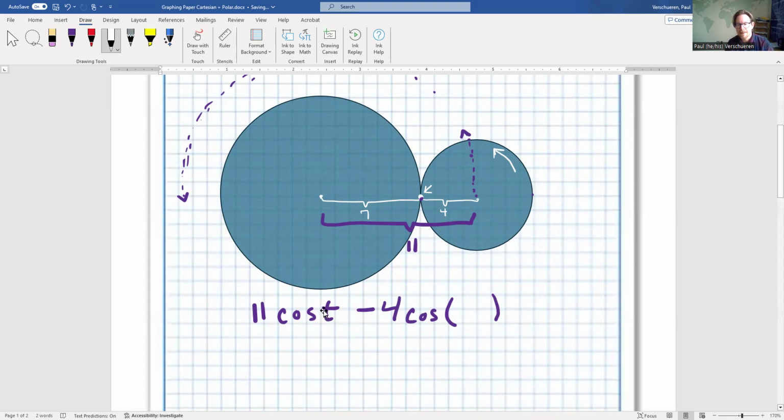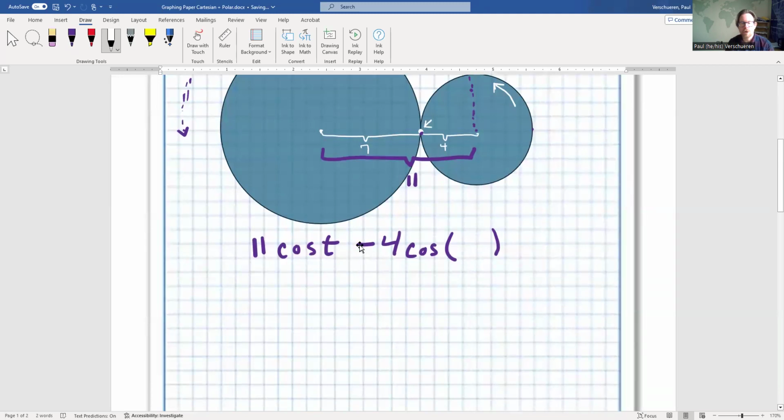So notice that in this 11 cosine t, what we really did is define this as having a period of 2 pi. Remember that the period is always 2 pi divided by b, where b is in the equation. So this would be 2 pi divided by 1, so the period would be 2 pi. The period of this one, well, we don't really know, because we know that this needs to go around multiple times by the time this outer circle with a radius 11 has gone around once.